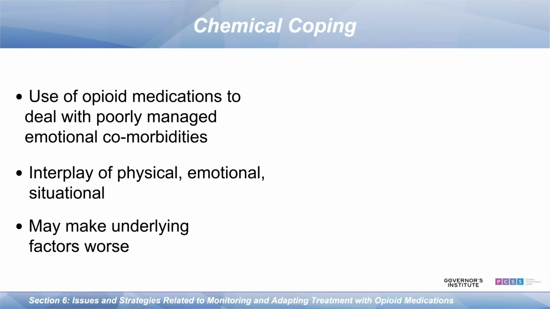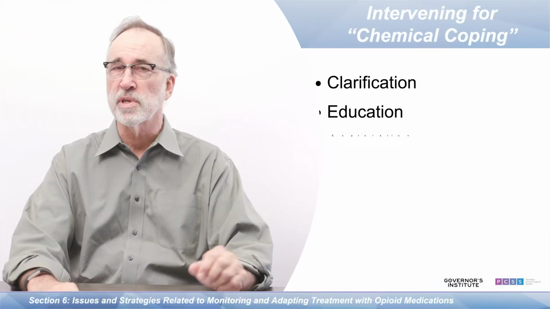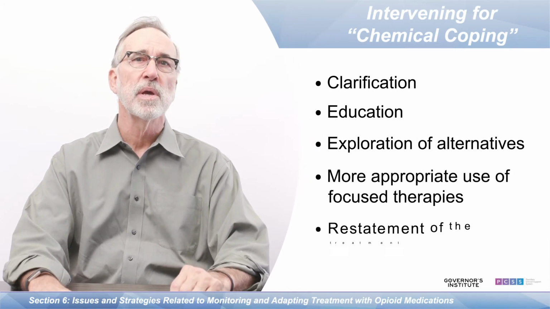These factors can often reinforce over-reliance on medication like opioids, medication that seems to provide relief for the emotional and physical pain, even as it is making many of the underlying contributing factors worse. For many patients, clarification of the mitigating problem, education and exploration of alternatives, more appropriate use of focused therapies, and restatement of the treatment agreement may be all that's necessary.